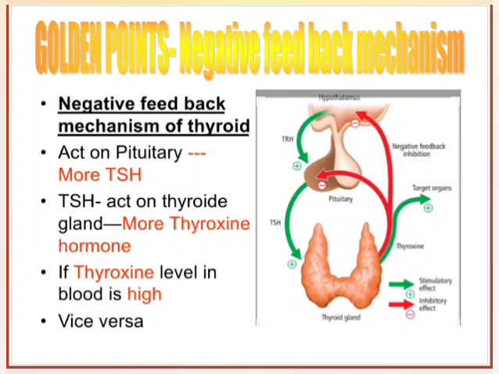Suppose in the blood the thyroxine level is very high, this mechanism occurs in the opposite manner. That means the hypothalamus secretes less TSH releasing factor and the pituitary gland secretes less or nil TSH. Subsequently, the thyroid gland reduces secretion or stops the secretion.